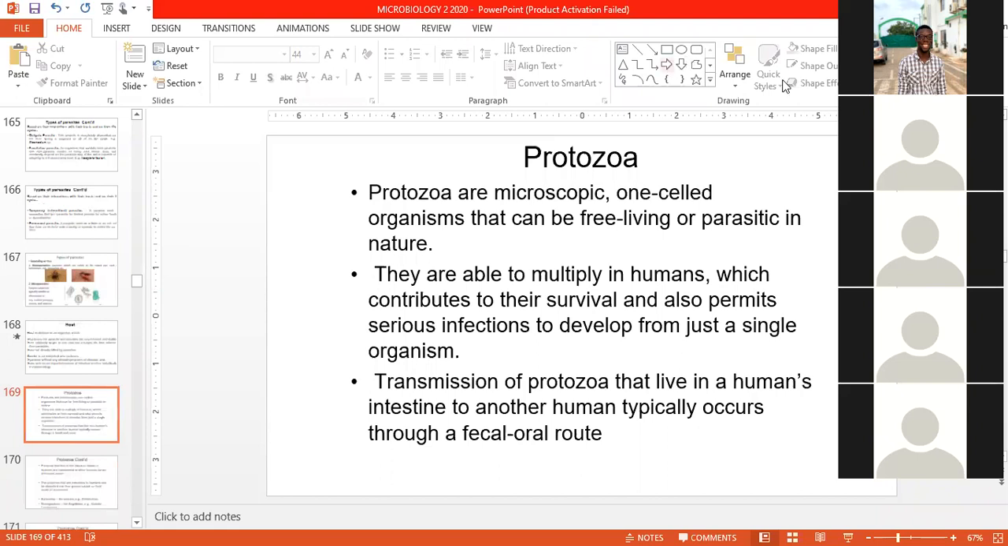Now, what I asked you to read on, protozoans. They are one-celled organisms and they are parasitic in nature. So they are able to multiply in humans.